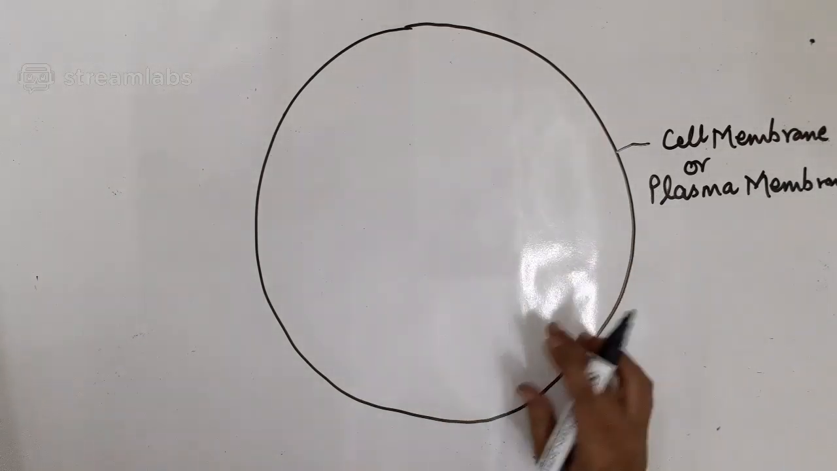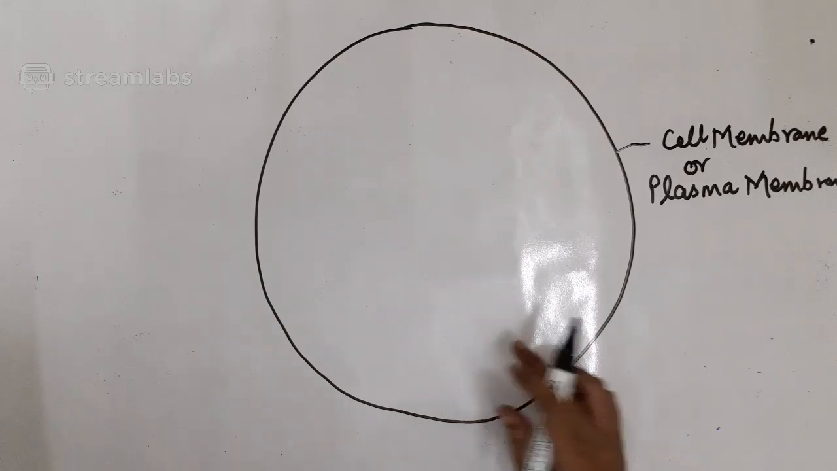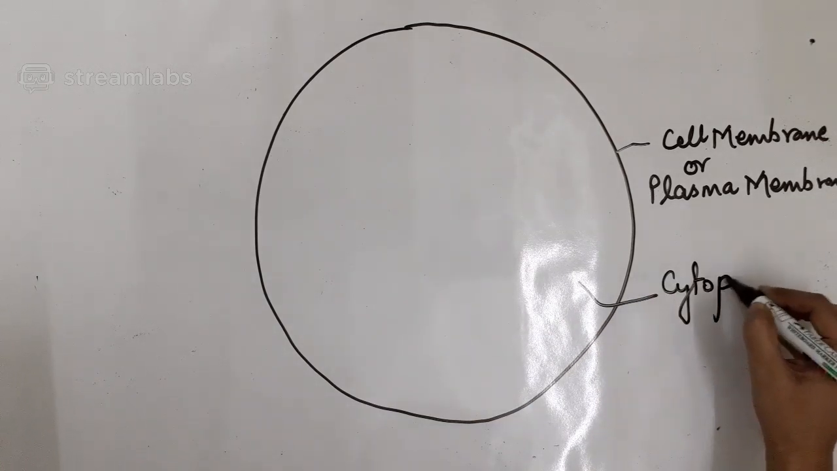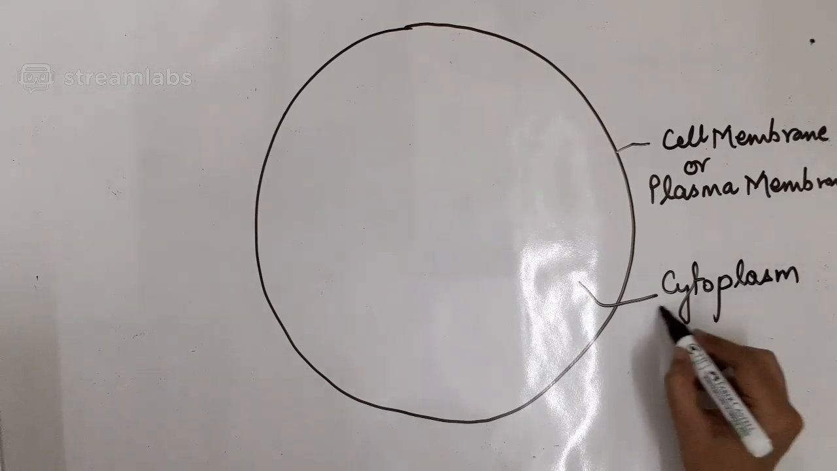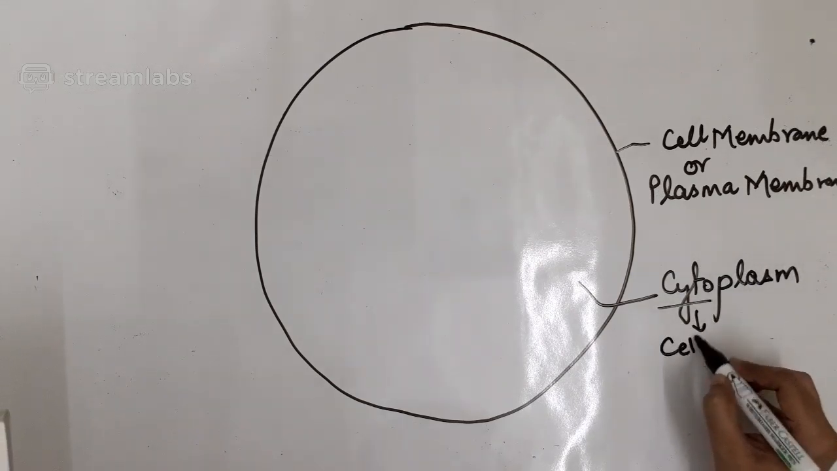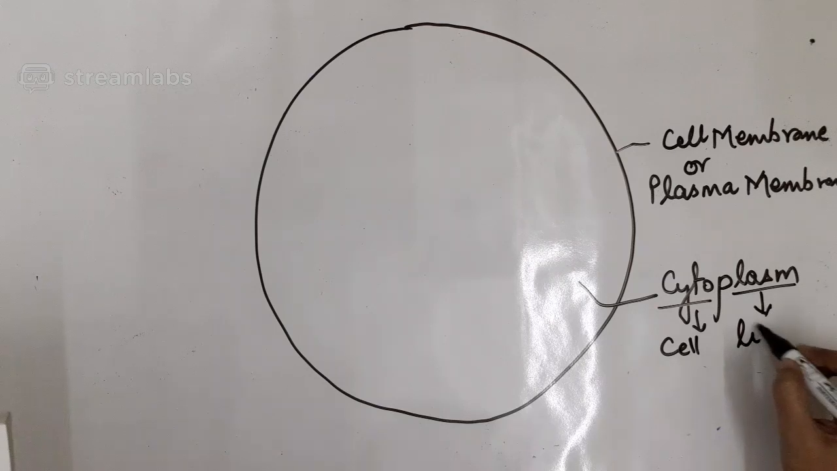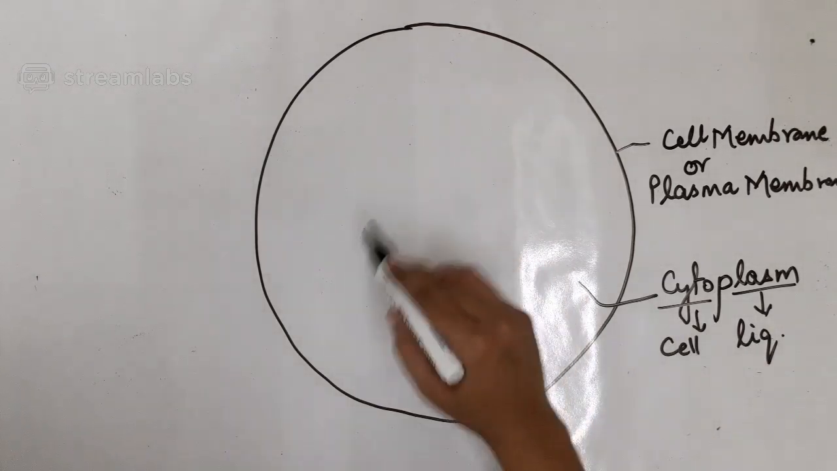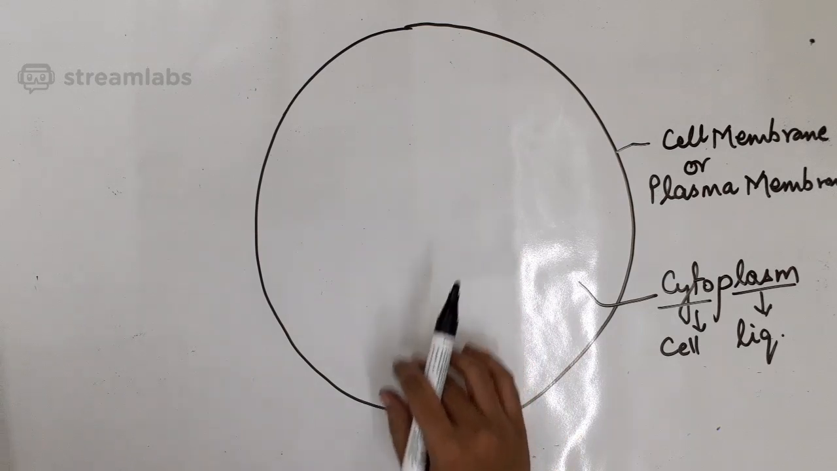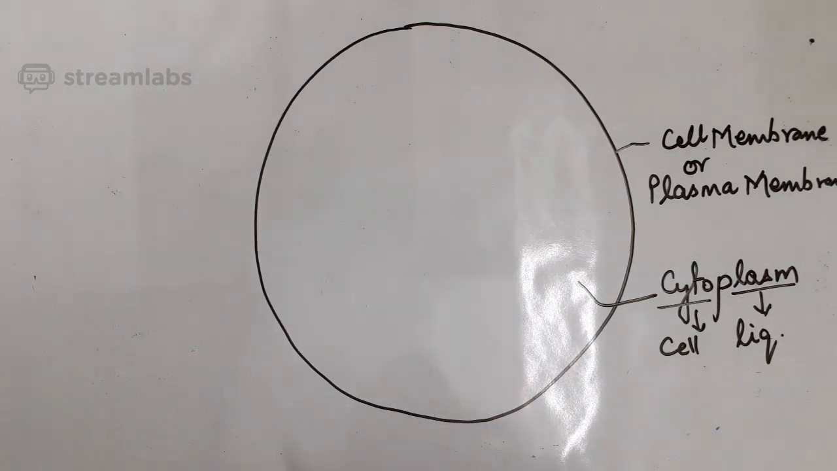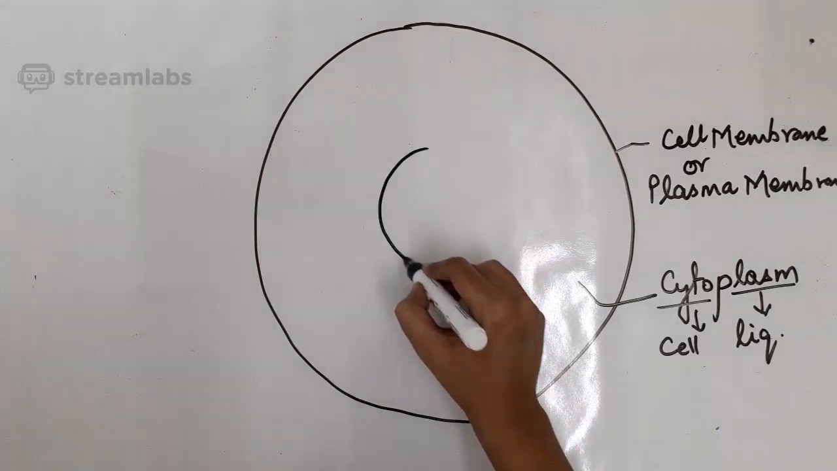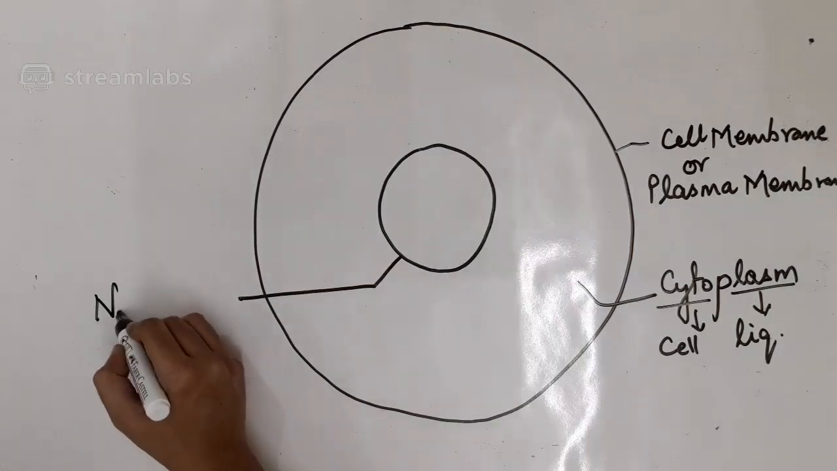Inside this membrane, there is a liquid filled inside the cell known as cytoplasm. Cyto means cell, plasm means liquid. So the liquid of the cell is known as cytoplasm. Inside this cytoplasm, there are tiny other parts floating around and performing their specific functions.